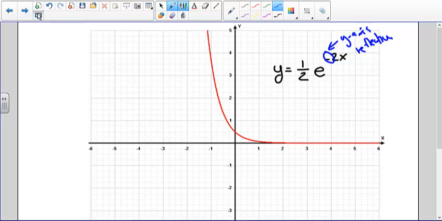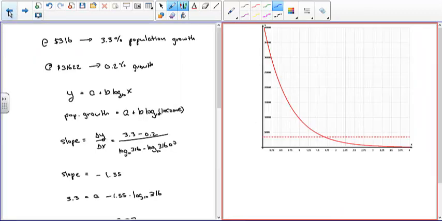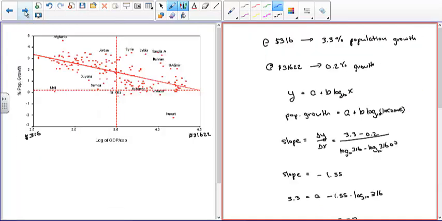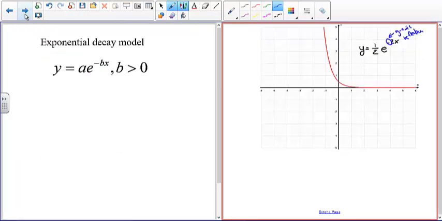So when we went back to exponential growth, usually you started at x equals 0 or time equals 0, and then it grew from that point. When you have exponential decay, you start with some value and it gets less with time. And the 1/2 sets the initial amount, and the 2 tells you how quickly it decays.